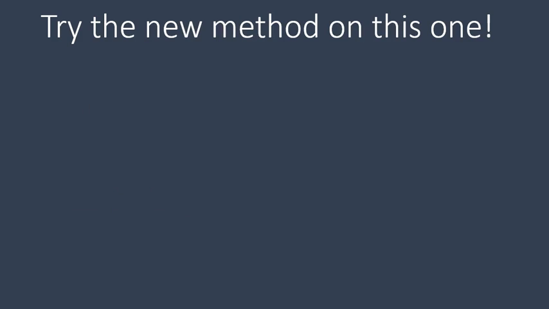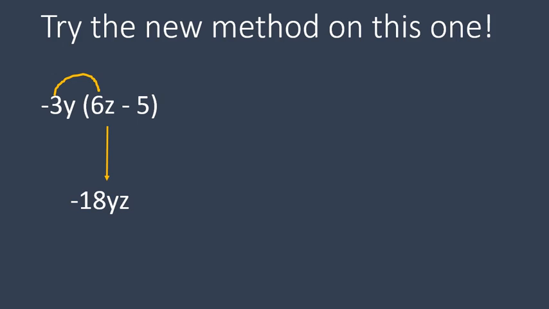So here's a question where you can try this new method. Try it out. Negative 3y times 6z minus 5. Again, with the new method, I'm going to multiply negative 3 times 6 and get negative 18, and y times z gives me yz. I'm just going to write it down. I'm not going to write out the whole step of multiplying.